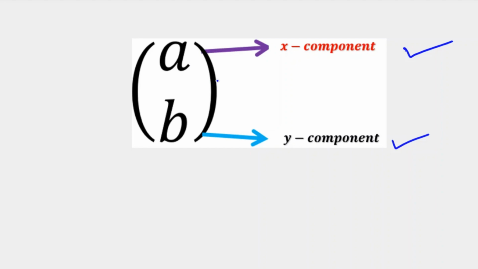Whenever you write a vector like this, the first component that you see here is called the x component, and the one at the bottom is called the y component. So in all, a and b are the components of the vector. You have to know this because that is the idea we are going to use to add or subtract vectors.